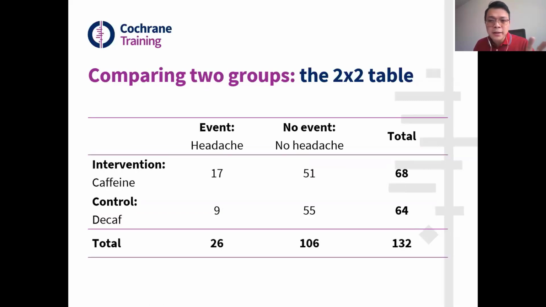And here's the 2x2 table with an example laid out. So imagine we're looking at intervention, caffeine and decaf, and our event of interest is developing a headache after caffeine intake. So here we have 17 and 9 for the events in the intervention and control, and 51 and 55 for no events in the intervention and control. And using this table, we can calculate our effect measures to compare the intervention and the control groups.